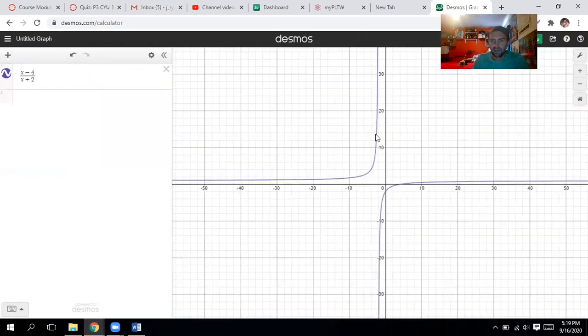So if we look at this graph right here at -2, we have our jump, and then this line here, the horizontal asymptote, is always at 1. We never cross that.